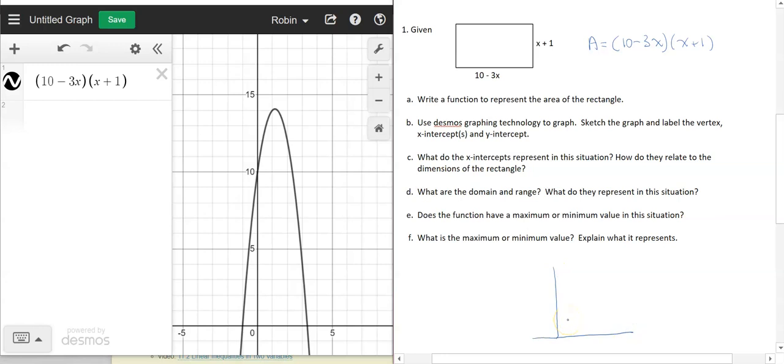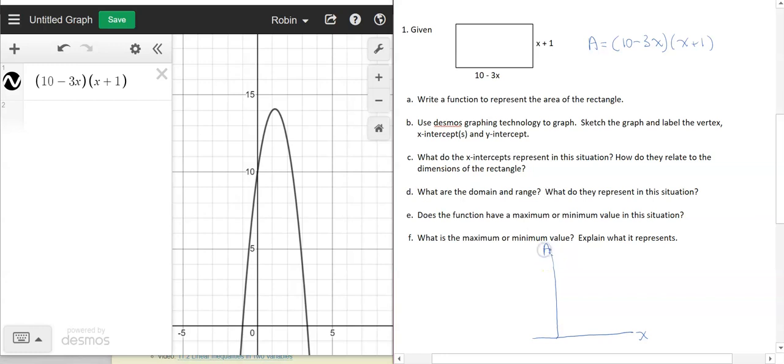Okay, and so in this case, what does x represent? This is our x, right? Our area as a function of x. X is not the length, right? X is the value I would use to produce the length. So let's just sketch this whole graph and think about what it looks like.